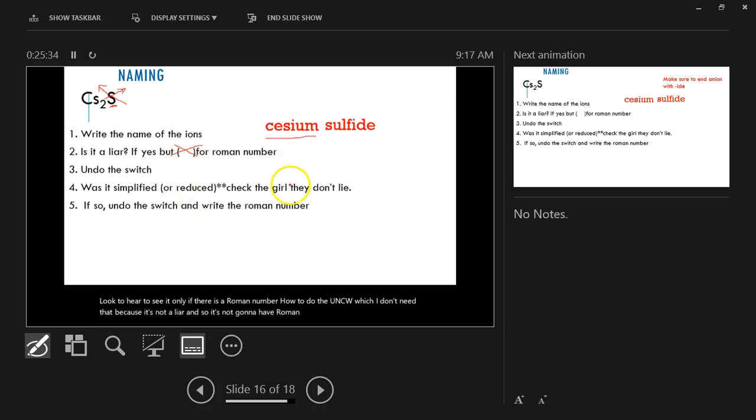Cesium is always a 1. And so you're finished already. The minute you see that it's not a liar, your formula is done.